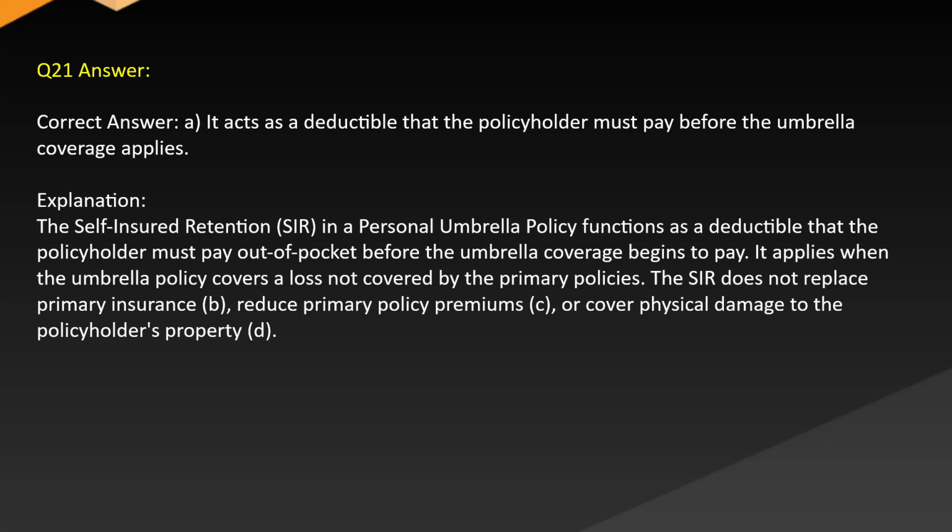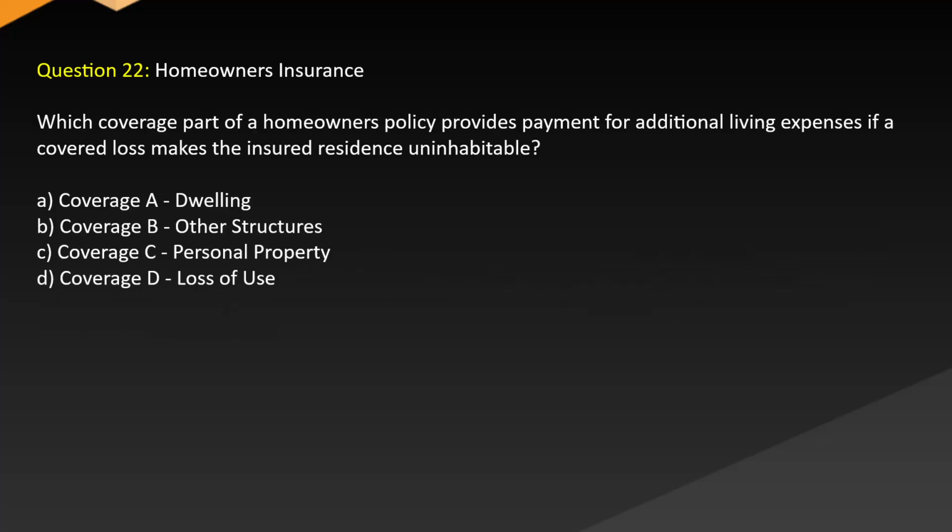Explanation. The self-insured retention in a personal umbrella policy functions as a deductible that the policyholder must pay out of pocket before the umbrella coverage begins to pay. It applies when the umbrella policy covers a loss not covered by the primary policies. The SIR does not replace primary insurance, B. Reduce primary policy premiums, C. Or cover physical damage to the policyholder's property, D. Question 22. Homeowners insurance.